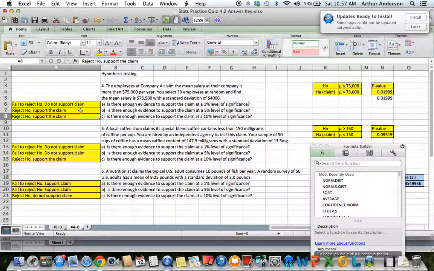Because 2% is also less than 5%, we reject the null hypothesis for a value for alpha equal to 0.05, and therefore we support the claim as well. But when the level of significance is 1%, or the value for alpha is 0.01, we fail to reject the null hypothesis. Therefore, we do not support the claim. It would be better if we stated the answer as not enough evidence to support the claim.